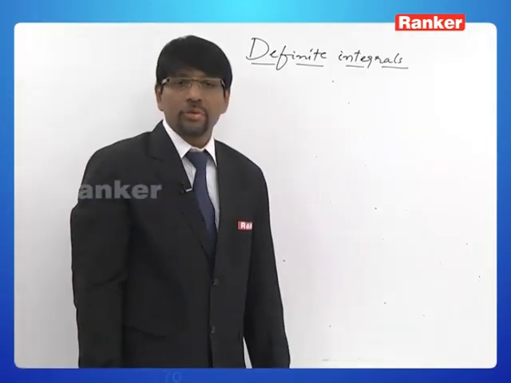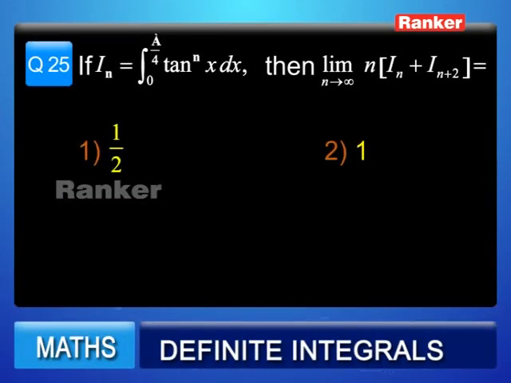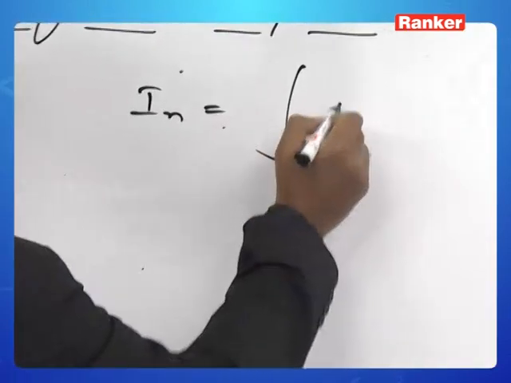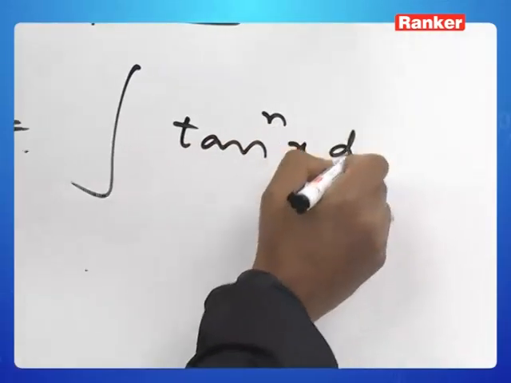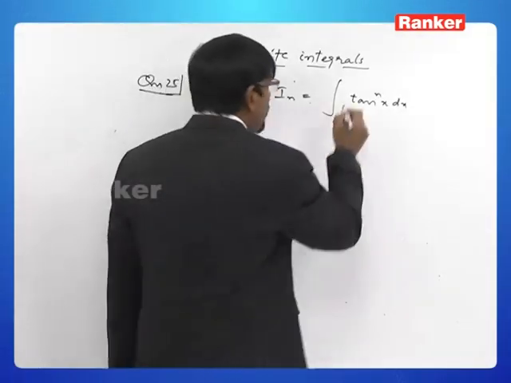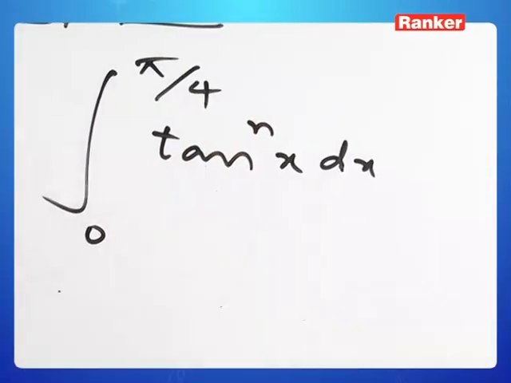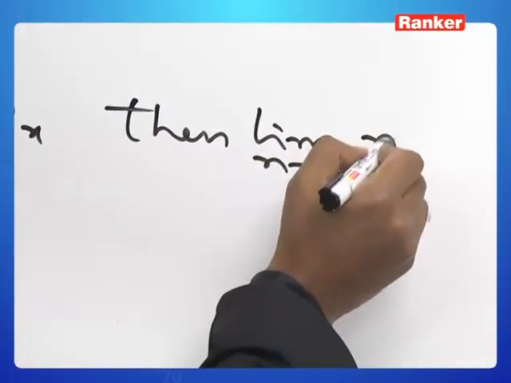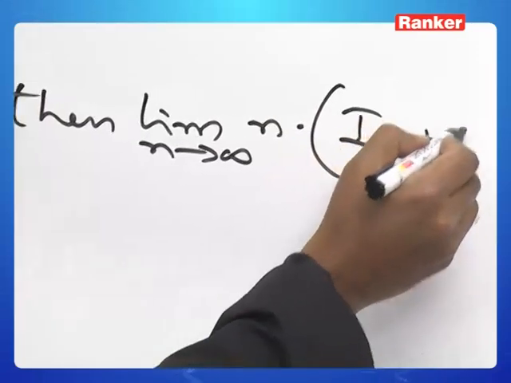Yeah, let us move to the next question, question number 25. If In is equal to integral of tan x power n dx from 0 to pi by 4, then limit as n tends to infinity of n times In plus 2 is equal to: first option 1 by 2, second option 1, third option infinity, fourth option 0. So, we are given In to be equal to integral tan x raised to the power n dx from 0 to pi by 4. Then we are asked to find limit as n tends to infinity of n times In plus 2.